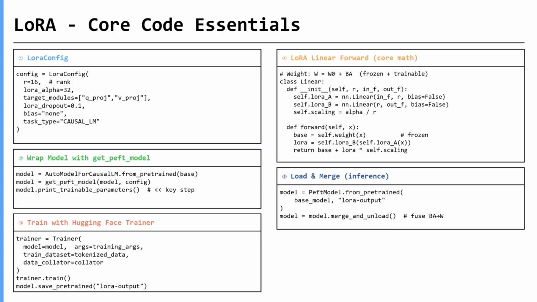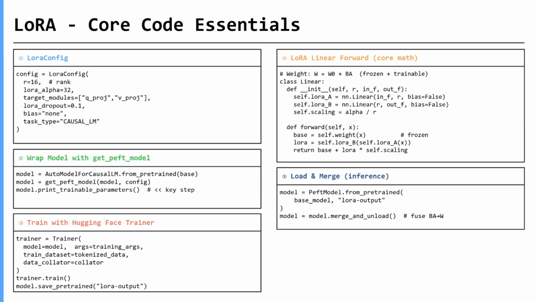Finally, at inference time, you load the LoRA weights on top of the base model with PeftModel.from_pretrained. Then you call merge_and_unload, which fuses BA directly into W, giving you W = W0 + BA, which is the main equation of LoRA.